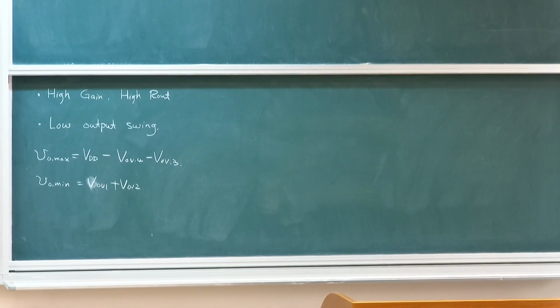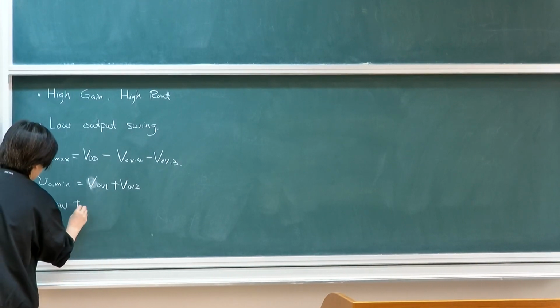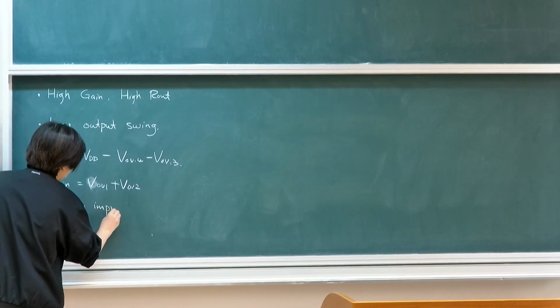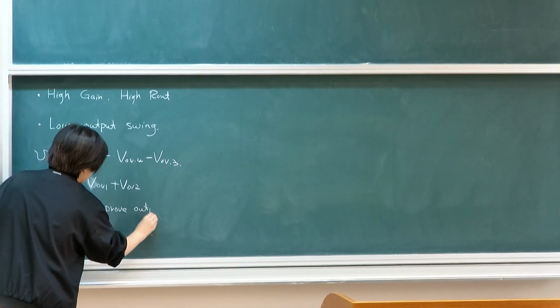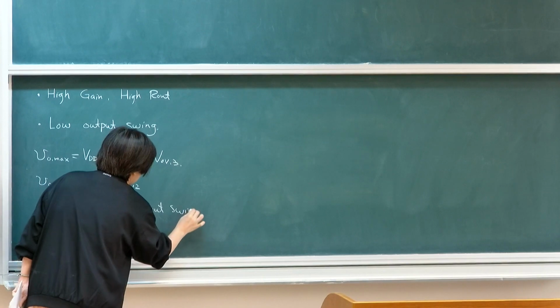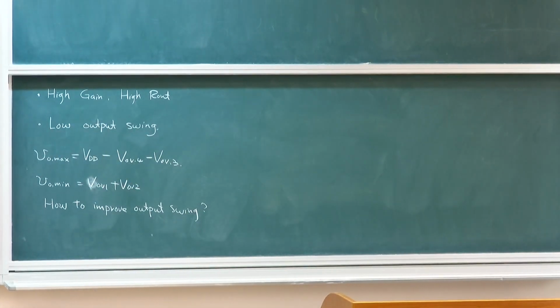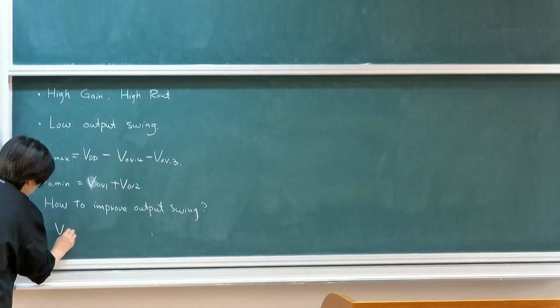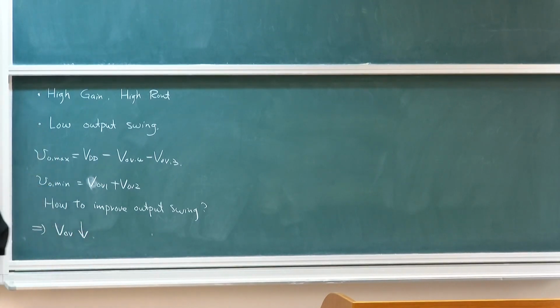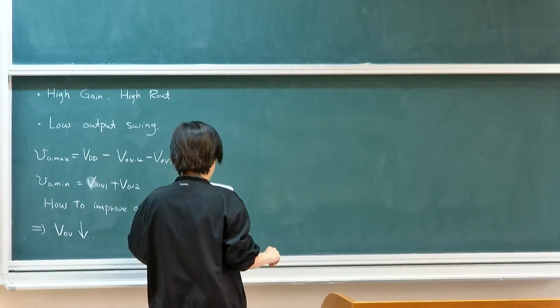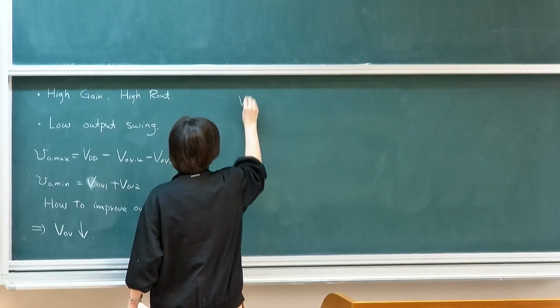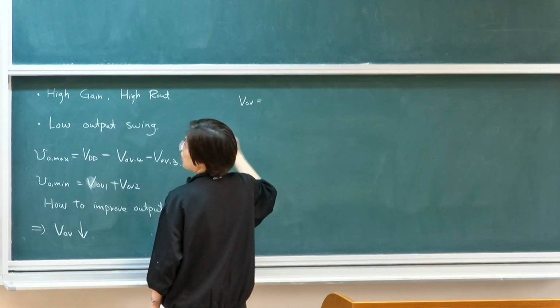So essentially, if you want to increase your margin, how does one improve output swing? If I want to make sure that my moving margin, the space that I can move, extends further down, what can be done? This can be done by reducing overdrive. So think about it. How does one reduce overdrive? Your overdrive will then be determined by this.